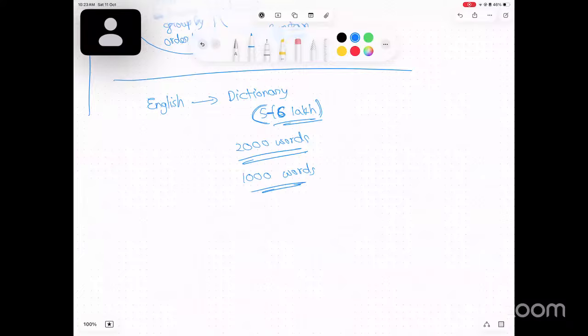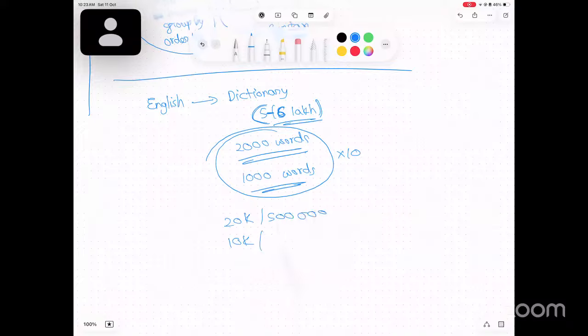So, let's assume some of you may say, no, Sanjay, this is very less. Okay, let's multiply both numbers by 10. Let's take 20K, and even 10K for that matter. You still take a percentage out of 5 lakhs. How much? It will be a very small percentage, right? Less than 5 percent.